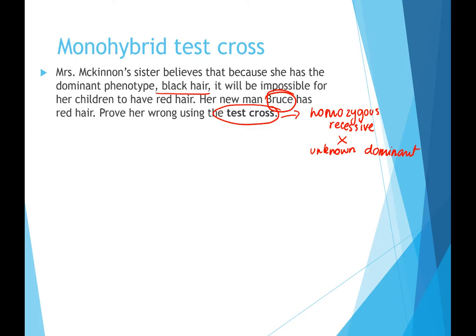Okay, so in this case, we're going to be crossing Mrs. McKinnon's sister, we know has black hair, so she has at least one big H, but the other one we don't know. We're just going to put a dash there. And she's crossing with Bruce, who is little h, little h. Okay? Have a go at doing this. Have a go at seeing what you've got, and we'll discuss this together in class.